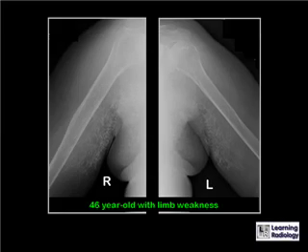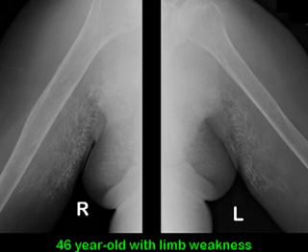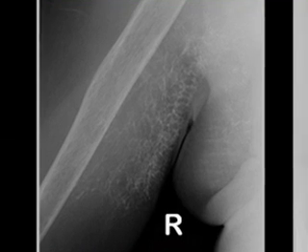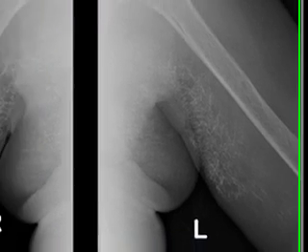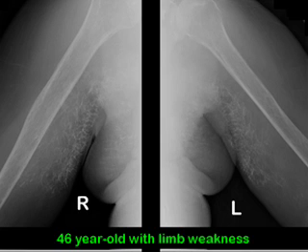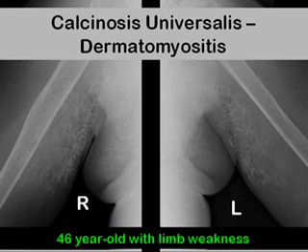Here's a patient, 46 years old, with weakness in the limbs. You're looking at both a right and left upper arm. What's your diagnosis? Well, this lacy reticular pattern in both upper arms represents Calcinosis universalis in a patient with dermatomyositis. As time goes on, this will become denser and more sheet-like.